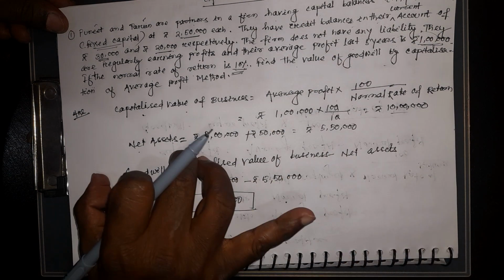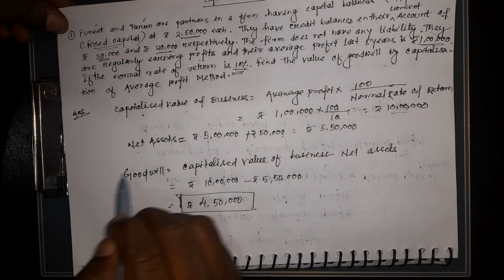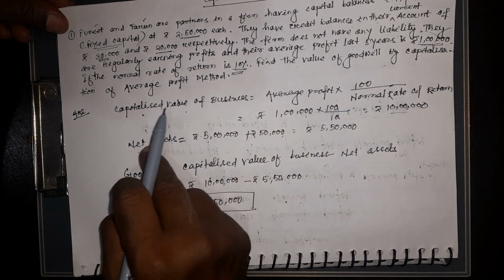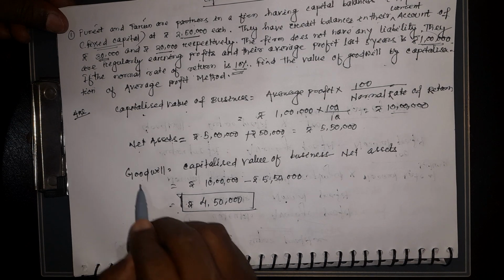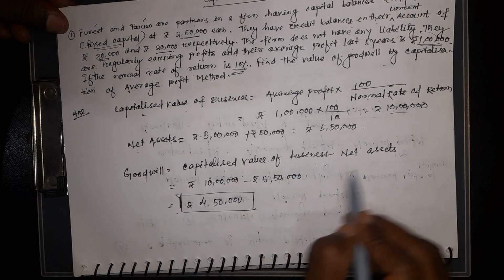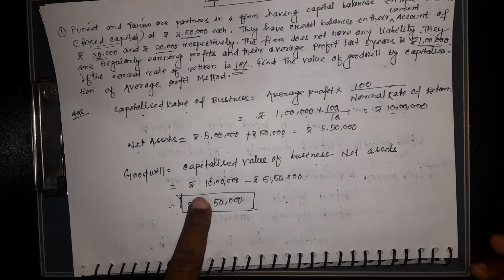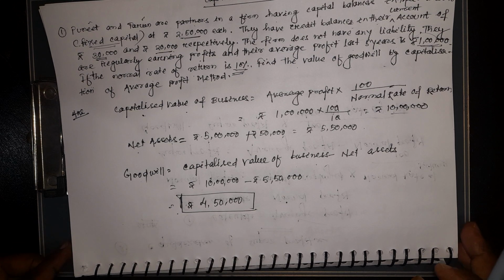And you know total assets equal total liabilities. Clear? So both sides it will be equal. So their capital and current account balance will be their net assets. It will be 5,50,000. So goodwill equal to capitalized value of business minus net assets. Capitalized value of business we have already found out, 10 lakh minus 5 lakh 50,000, so it will be 4 lakh 50,000.